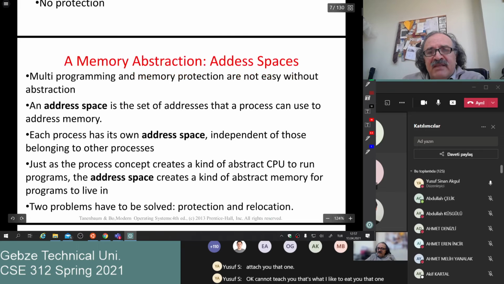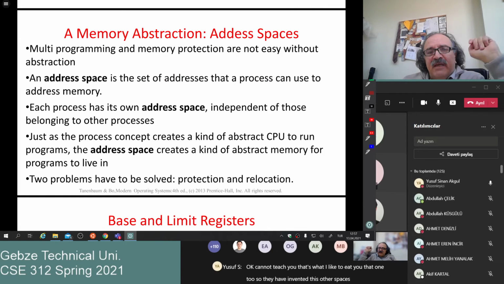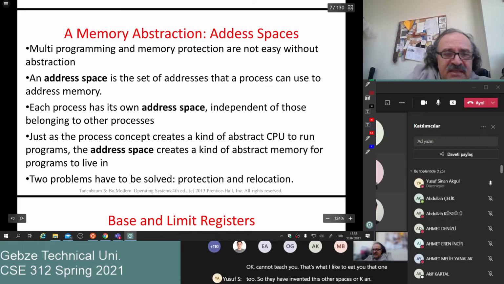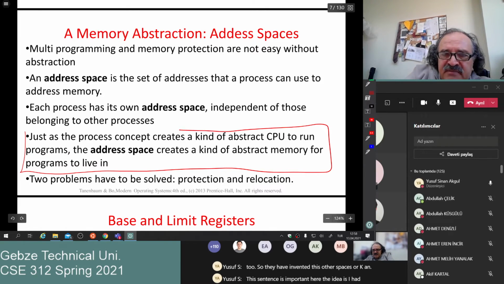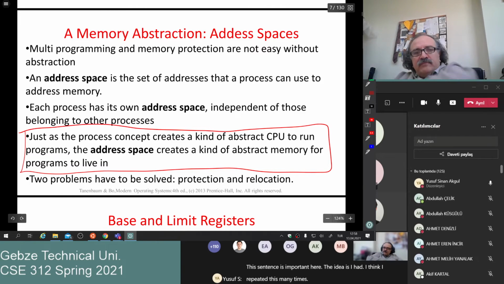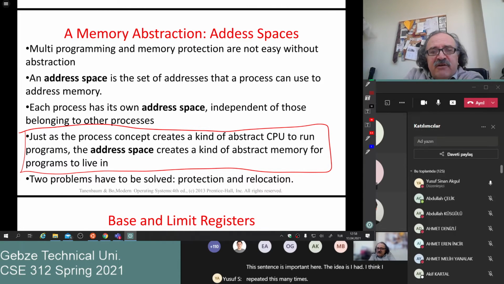So they have invented these address spaces. And this sentence is important here. The idea is, I think I repeated this many times, just like the concept of processes abstracts the CPU, the concept of address space creates a kind of abstract memory for programs to live in.